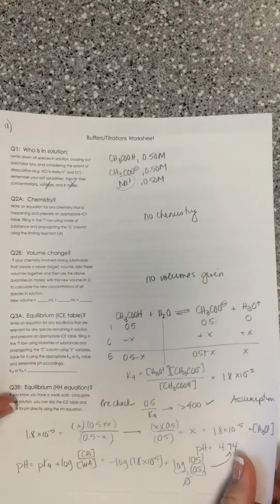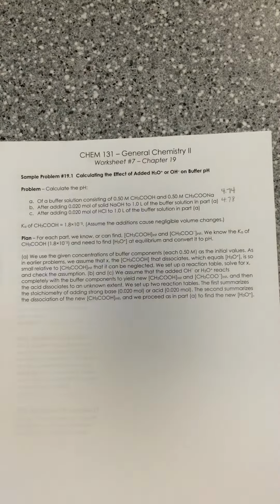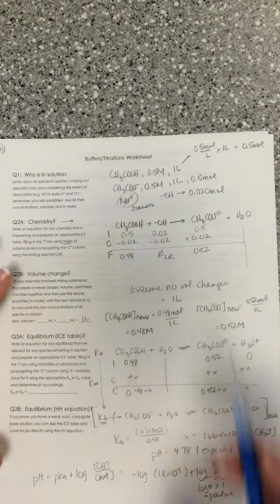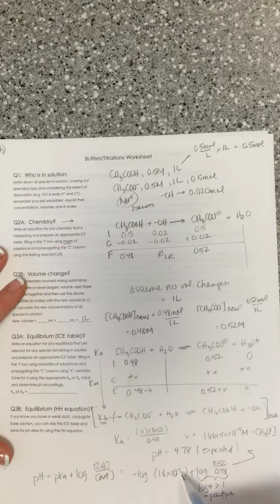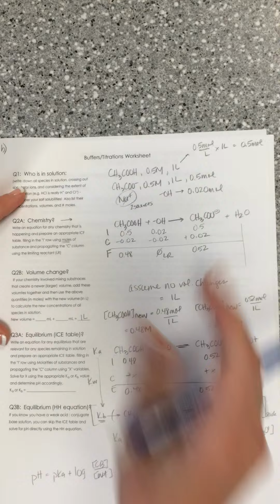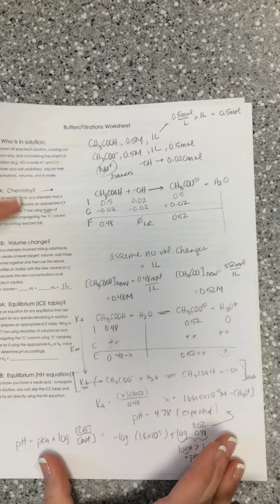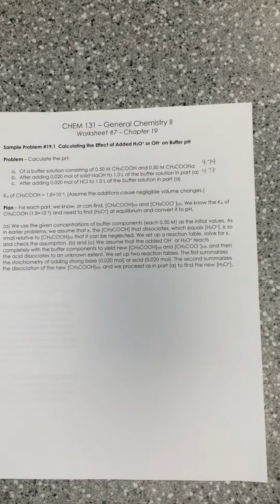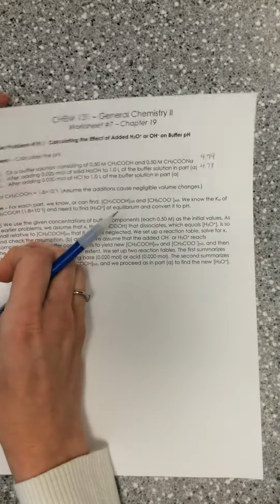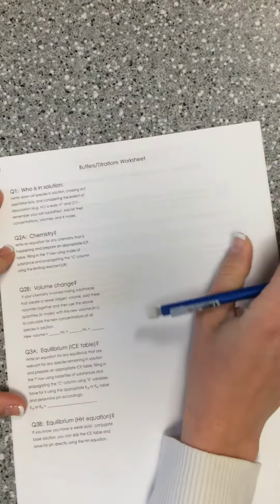Part A, again, is to understand how a buffer works and how we got the pH of 4.74. And then part B is when we went through this problem and saw what happened when we added sodium hydroxide to it. So it's going to parallel part B very closely, but I'm going to go through it in a quicker fashion. All right, so again, part C, we're going to treat this the same.